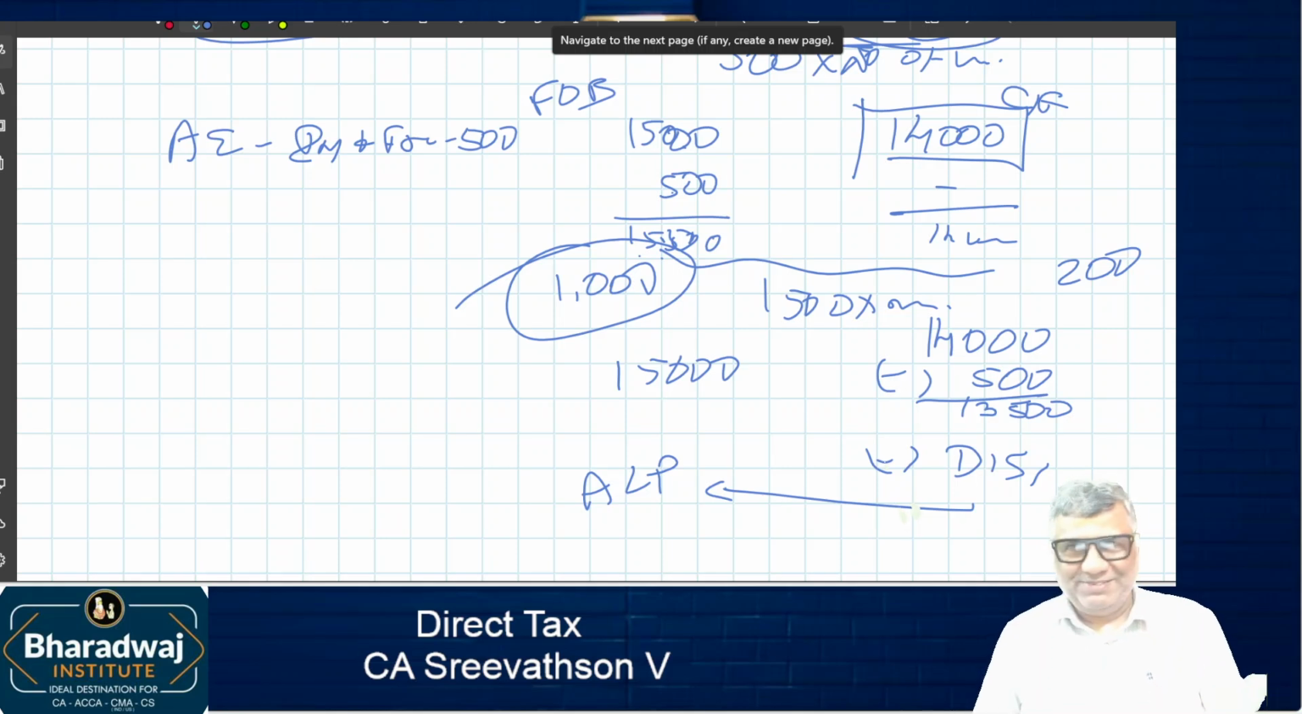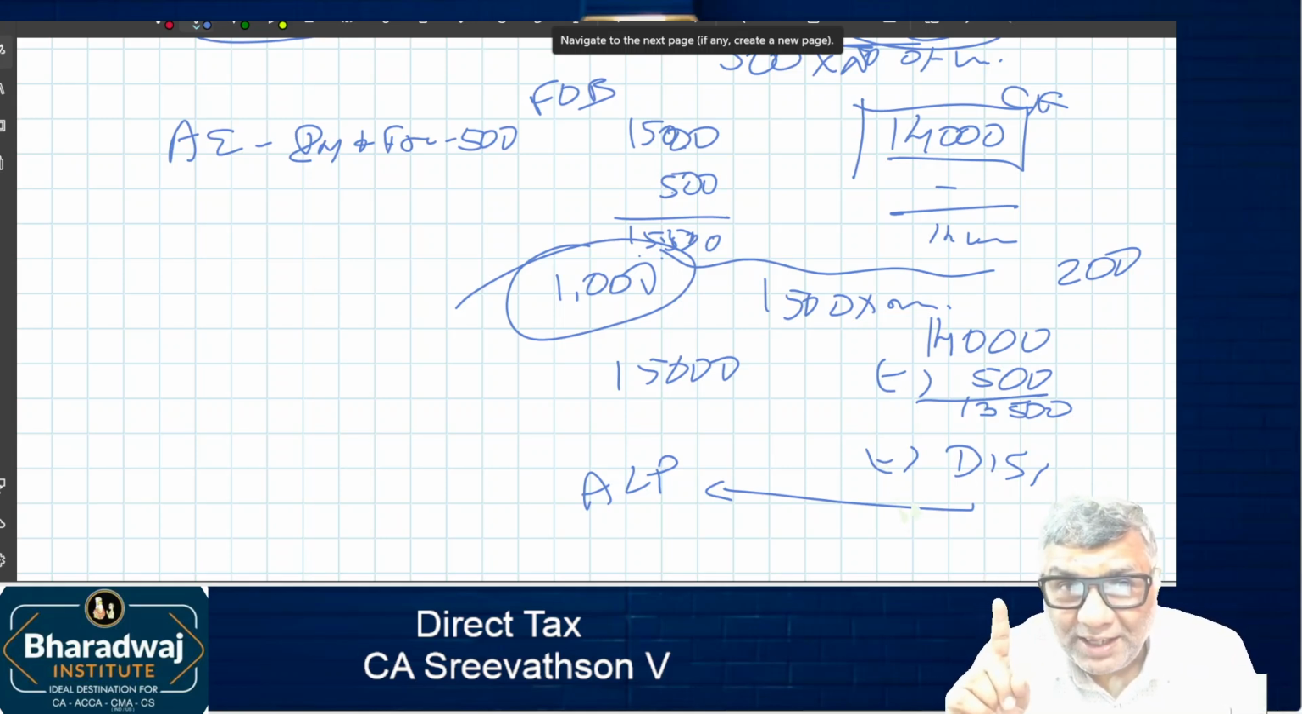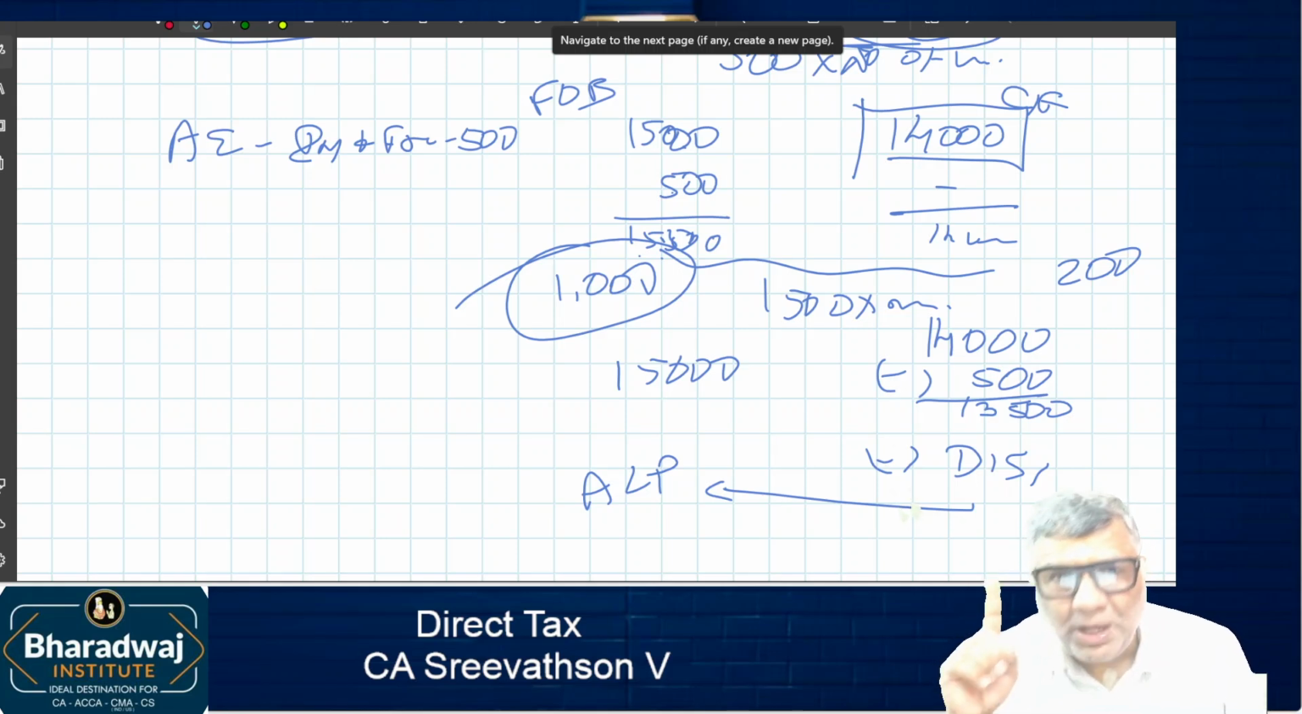Because, boss, very simple. Very, very simple. He is not offering me discount. Our friend should offer me more discount. So when I take the independent party, I should reduce the discount.